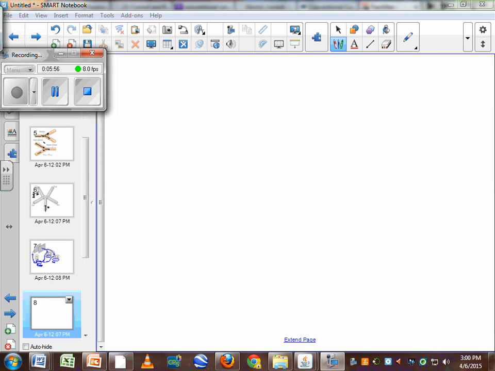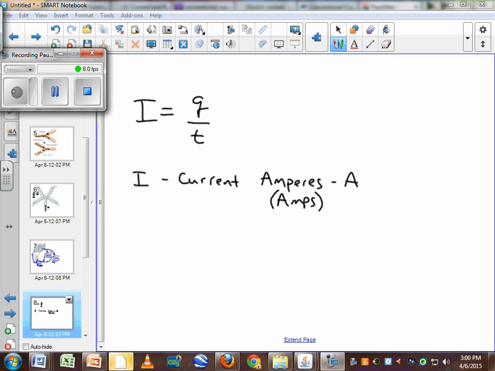Now we're on question 5. What is the equation for current? The equation for current is I equals Q over T. I is the current. It's measured in amperes. Sometimes you'll see it as amps, and we'll write it as A. So you might have something like 5 amps or 5A. Q is the charge. That's measured in coulombs and has the variable C. And T is time. That's in seconds.